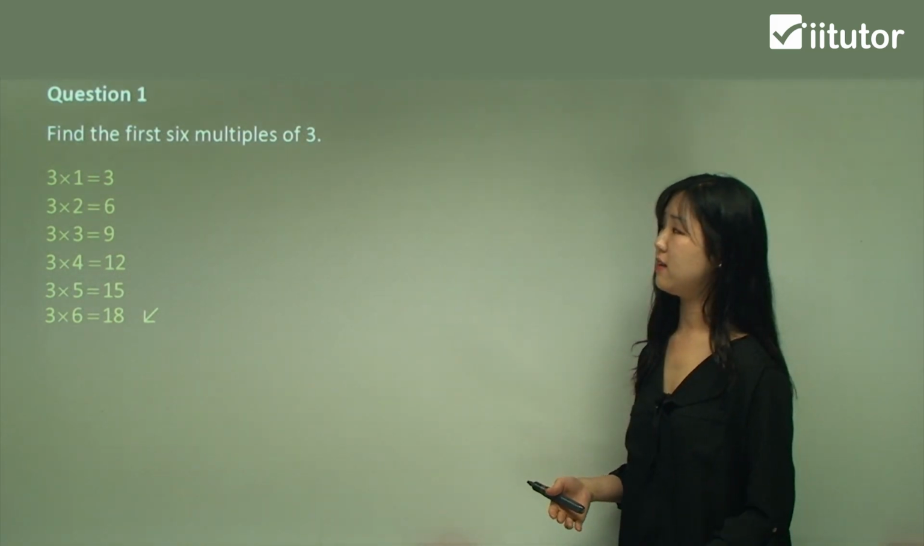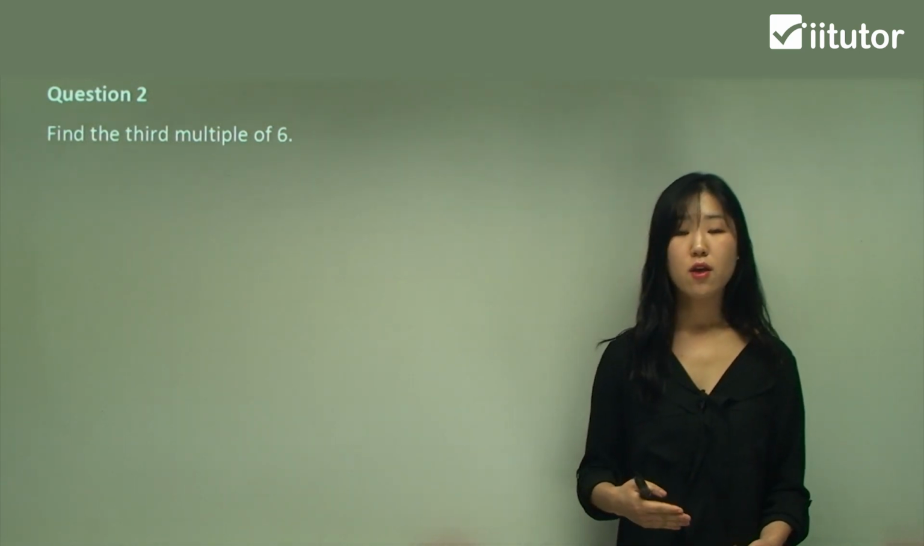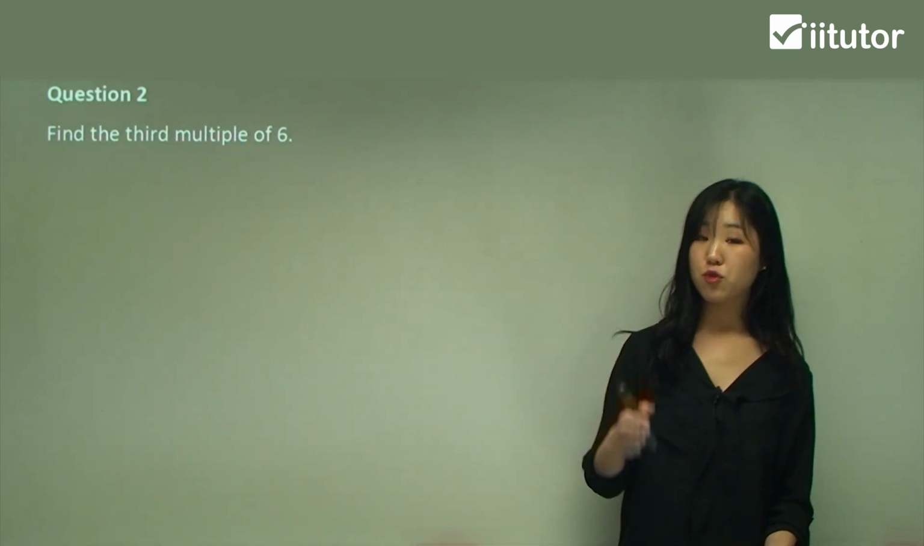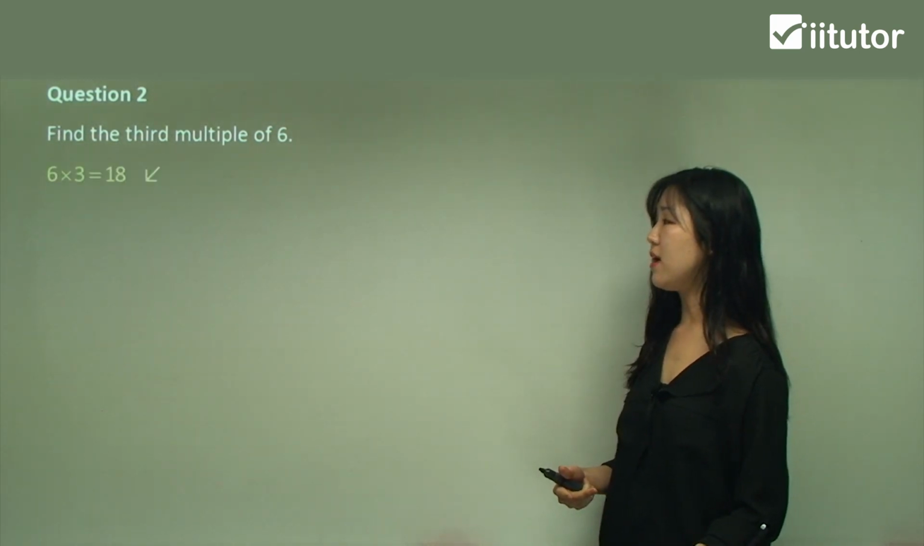Easy stuff, right? Question 2, find the third multiple of 6, the third one. So not 6 times 1, not 6 times 2, but 6 times 3 because we want the third multiple. So you do 6 times 3, which is 18.